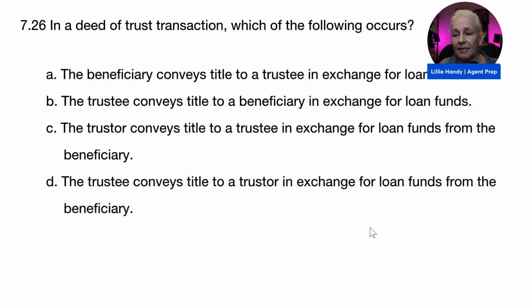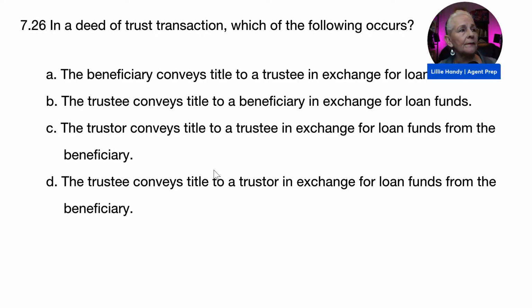Number 26. Let's see what the answer says. When a borrower gives a note promising to repay the borrowed money and executes a mortgage on the real estate for which the money is being borrowed as security, the financing method is called mortgage financing.